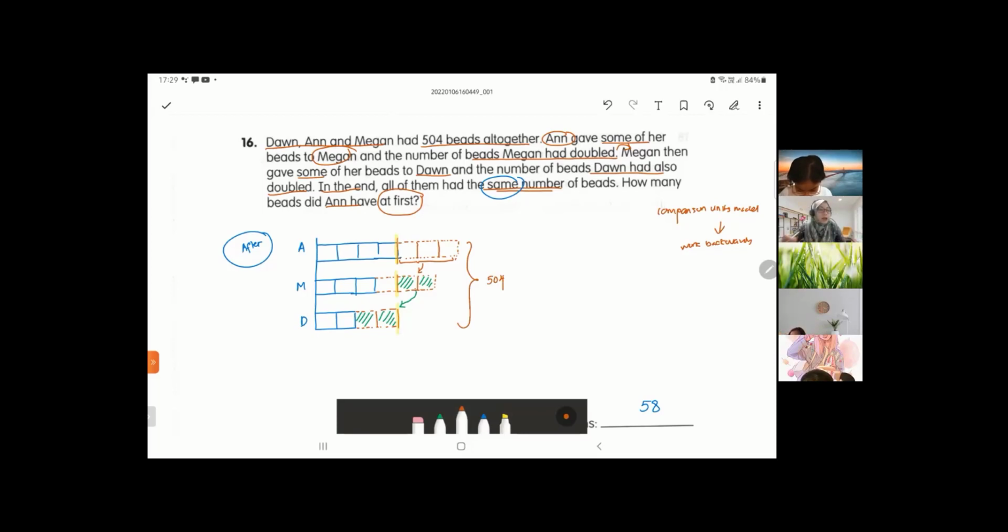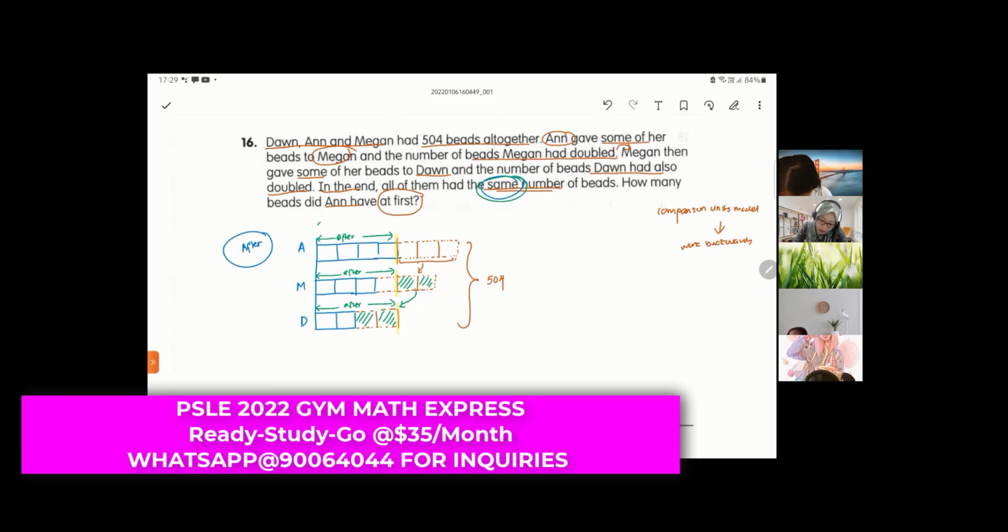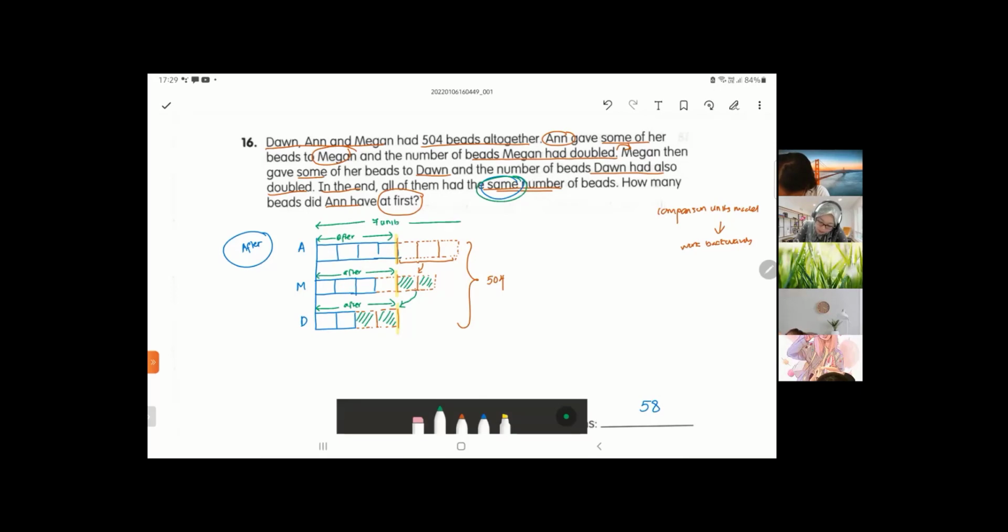Now each of them has 4 units in the end. This is what they have after, as I mentioned just now. These are all their after, they are the same, and they are all equal. Can you see the same number of beads? Anne had 7 units. If you look at Anne's total, it is 1, 2, 3, 4, 5, 6, 7. So Anne has 7 units. Megan had 3 units. So Megan has 3 units, starting here.